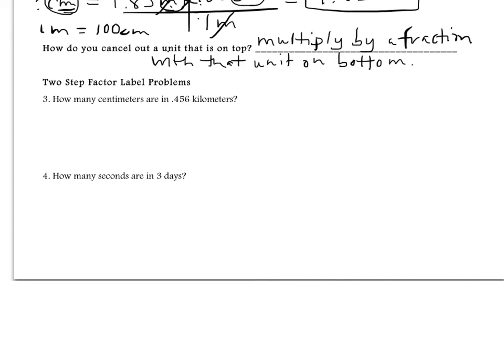But when we get to worksheet 3, we're going to have two-step factor label problems. This happens when we are trying to convert between two units, and there's not just one conversion in our conversion table that gets us directly there. So, for example, in problem 3, we are asked to solve for centimeters, and we are given kilometers. So, I still set this up the same way. That's not going to change.